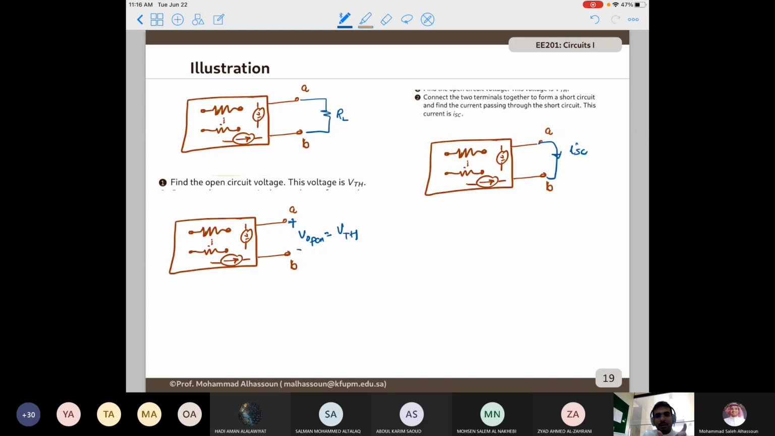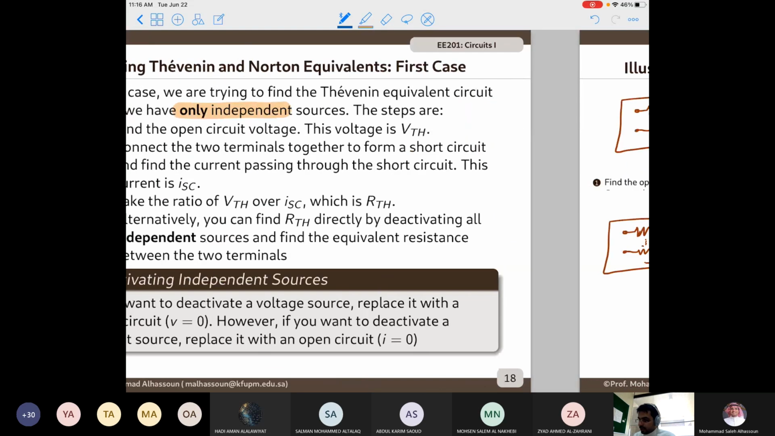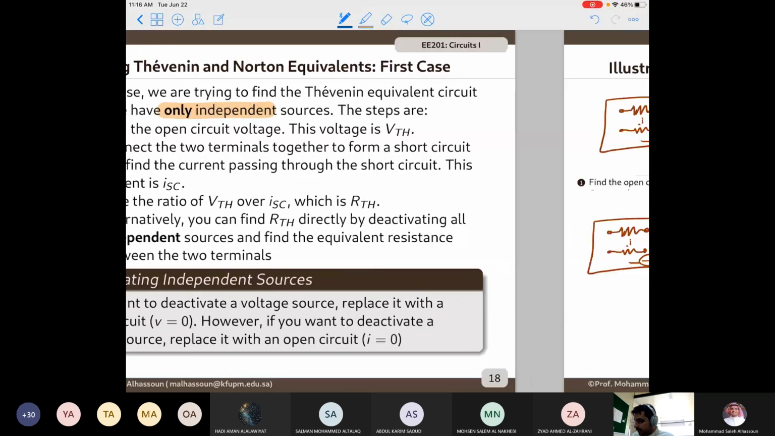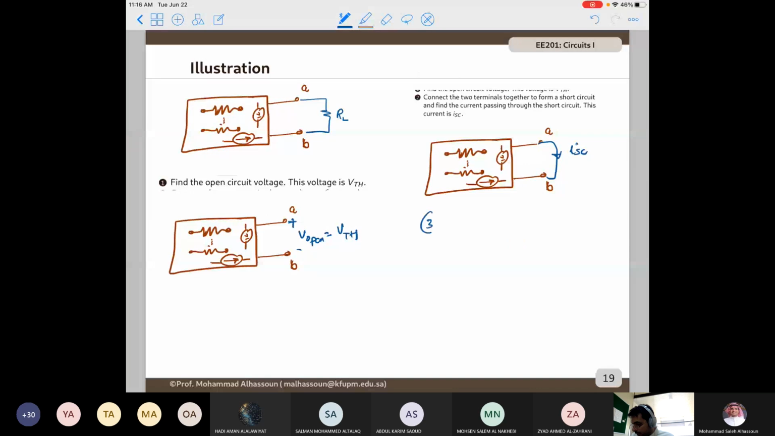So now you have the open circuit voltage, you have the short circuit current. So now you need to take the ratio of these to get the Thevenin resistance. If you take the ratio, R Thevenin will be V Thevenin divided by I short circuit. So now you find the representation. You find the Thevenin voltage, you find the Thevenin resistance.